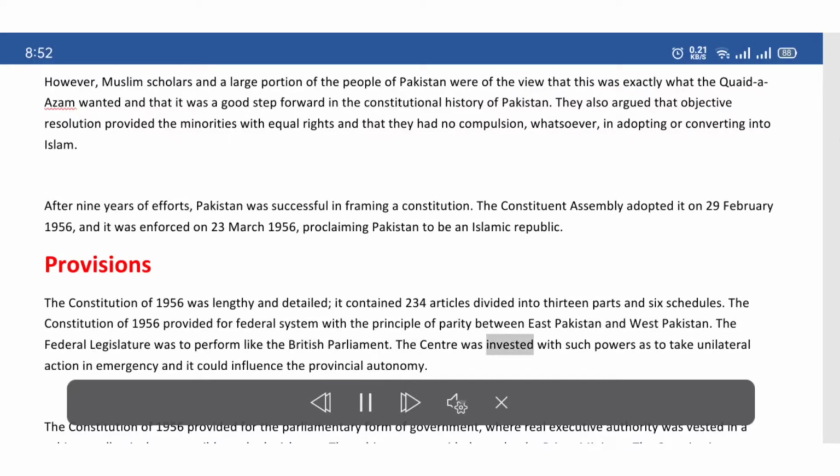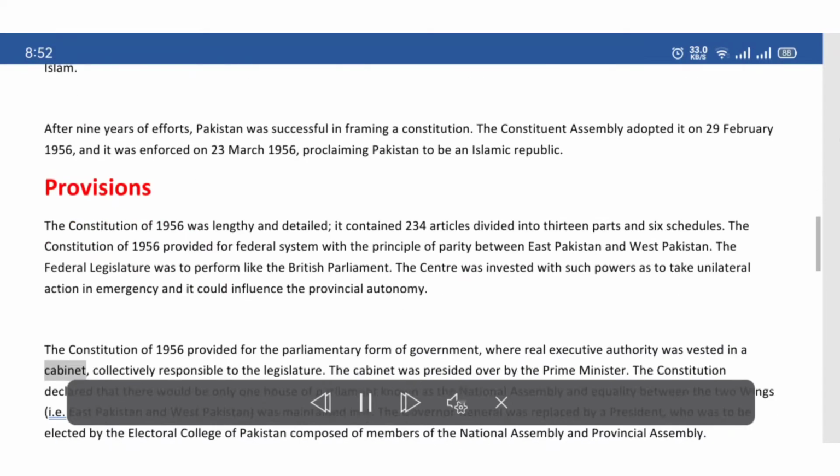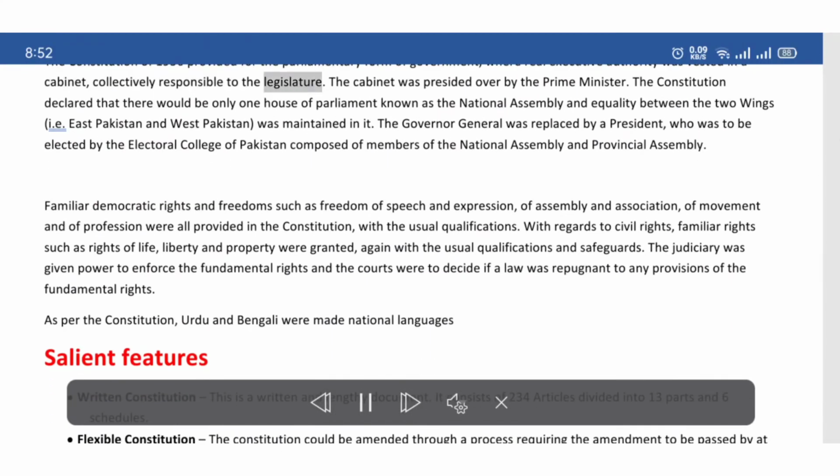The centre was invested with such powers as to take unilateral action in emergency, and it could influence the provincial autonomy. The Constitution of 1956 provided for the parliamentary form of government, where real executive authority was vested in a cabinet, collectively responsible to the legislature. The cabinet was presided over by the Prime Minister.